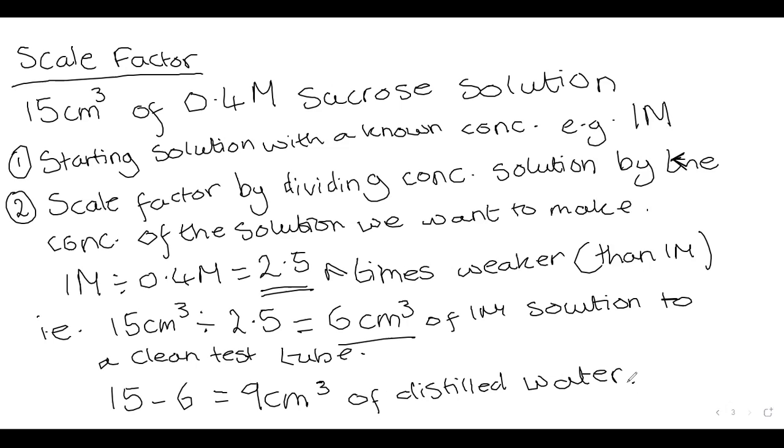Serial dilutions are a little bit easier because we're just doing the same thing again and again and again, and it's getting weaker. But obviously, if we want quite large quantities and we want them to be of quite varying different concentrations, and maybe it's quite hard to do that by using serial dilution, then we can use scale factors instead.